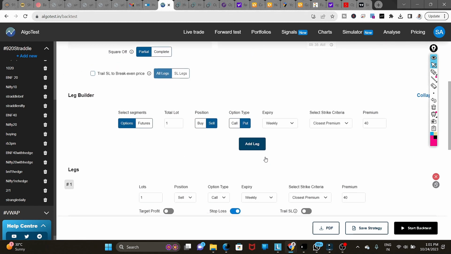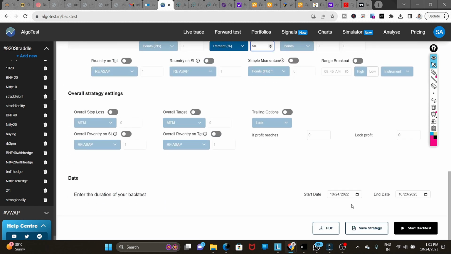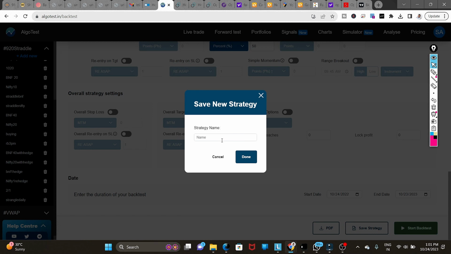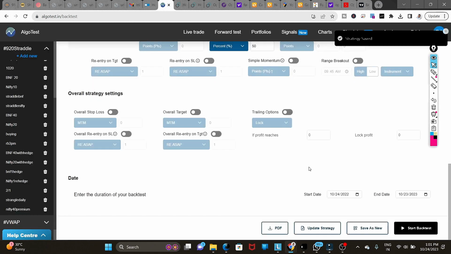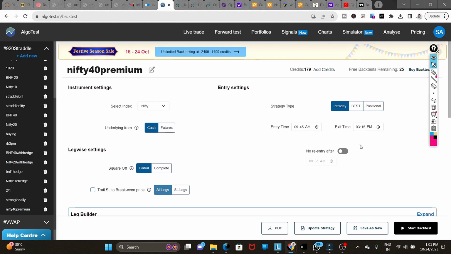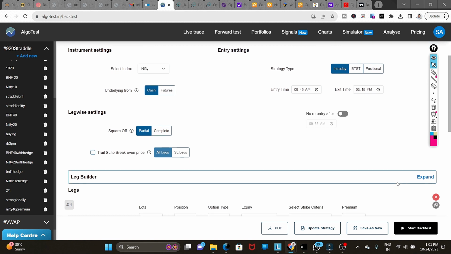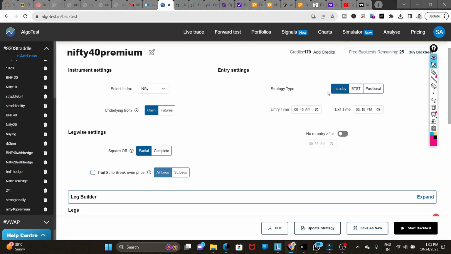Okay, so let's save this strategy. We say it's Nifty 40 premium. Okay, we are done. And I'm using the AlgoTest platform. It's a good, nice platform. I have been using it for my trading. So this is an intraday strategy, which is starting at 9:45 and exits at 3:15.